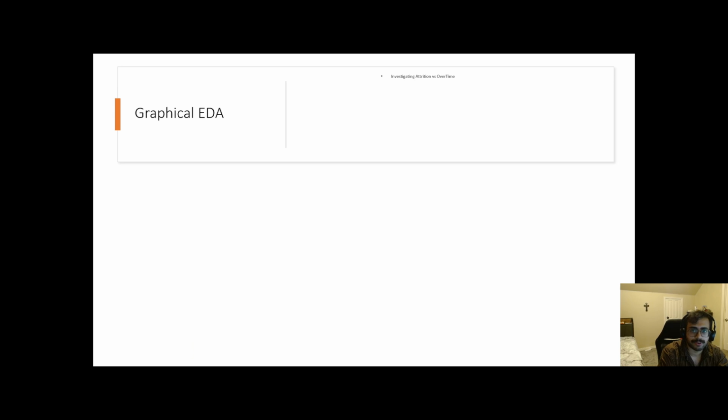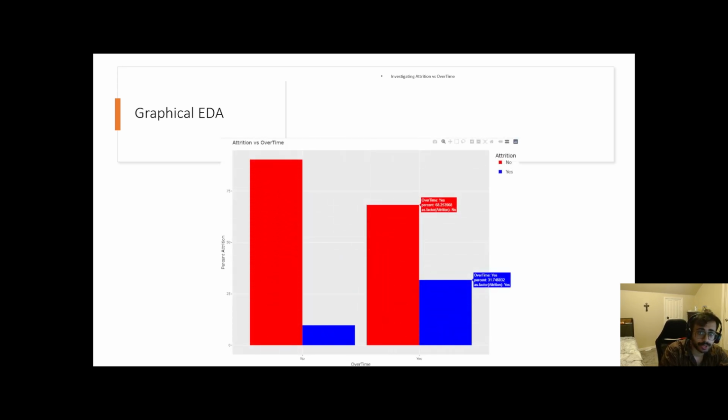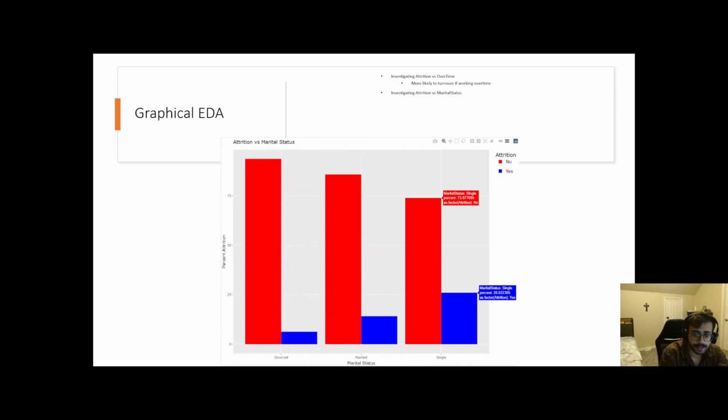So moving on to the graphical EDA, first I investigated plotting attrition versus overtime, and I found that for those who do not work overtime, 90% of those employees don't turn over, whereas 32% of those who do work overtime do end up turning over. Then I looked at marital status versus attrition, and I found that for single people, 26% of employees do lead to attrition, whereas 14% of married employees turn over, and only 6% of divorced people turn over. So single people are more likely to turn over.